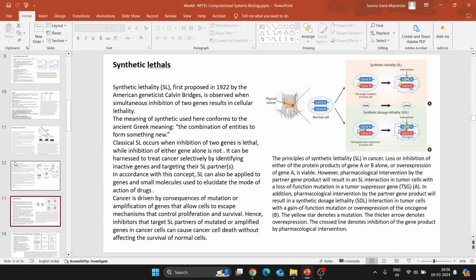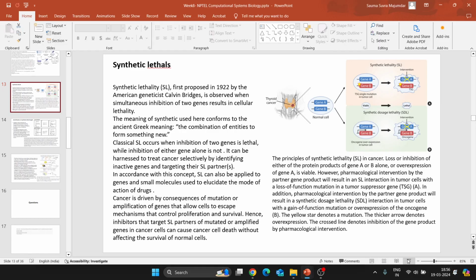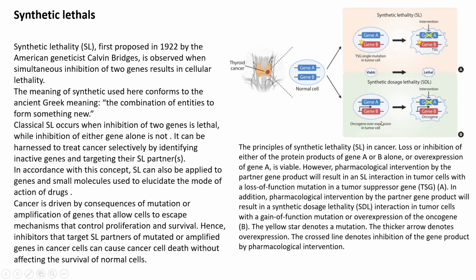Next, we come to the concept of synthetic lethality. This concept was first proposed in 1922 by American geneticist Calvin Bridges. Basically, if you do simultaneous inhibition of 2 genes, say gene A and gene B, when you mutate both of them together, or you knock out or knock down both of them together, that results in cellular lethality. Basically, the cell won't survive. So this is what synthetic lethality means. It is observed when simultaneous inhibition of 2 genes results in cellular lethality.